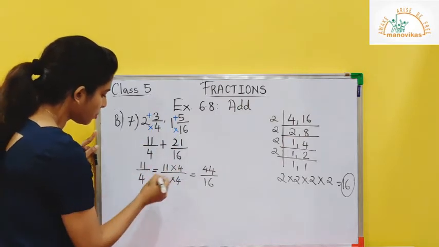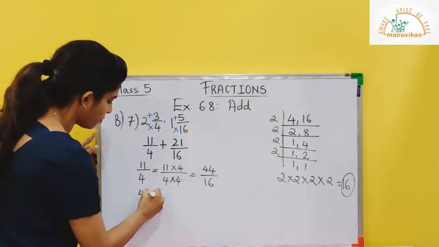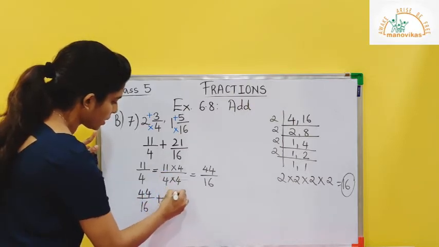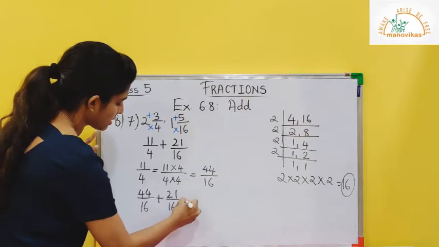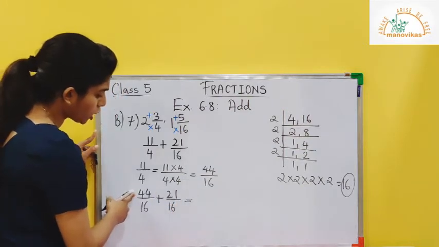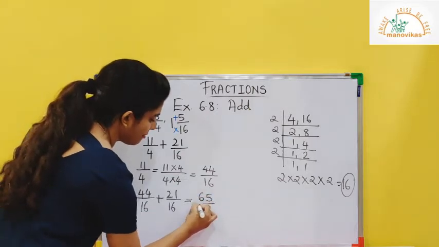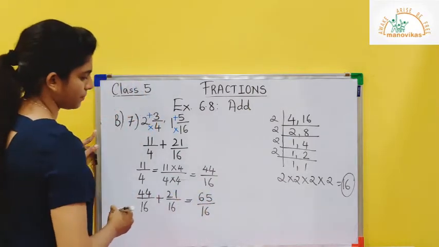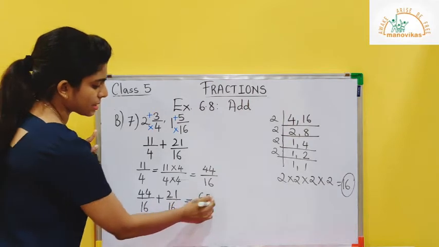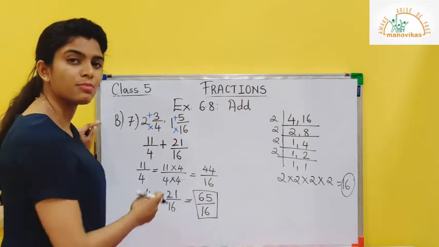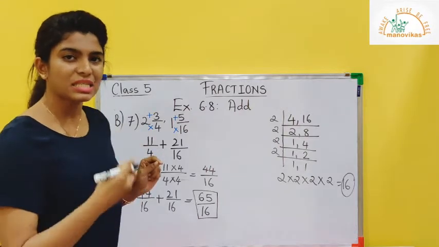Now, instead of writing 11 upon 4, I can write 44 upon 16 plus 21 upon 16. Now what is 44 plus 21? It is 65 upon 16. Now this is an improper fraction. I can convert this improper fraction into a mixed number.